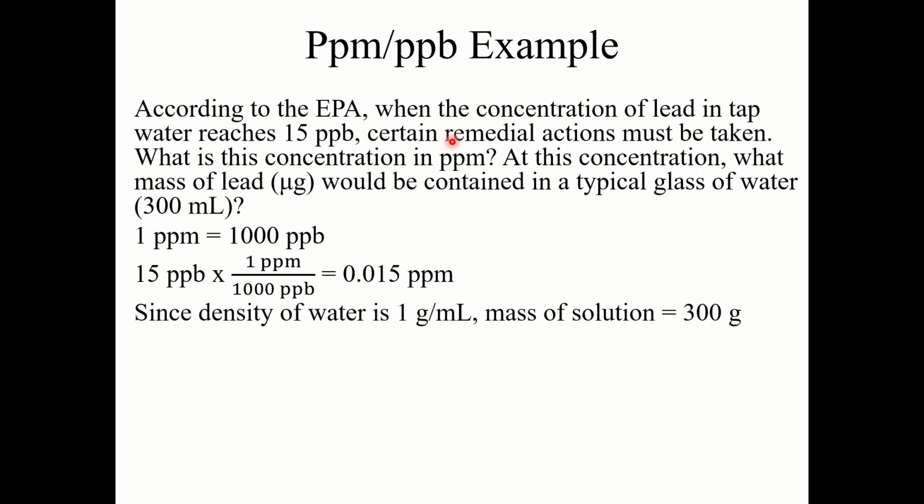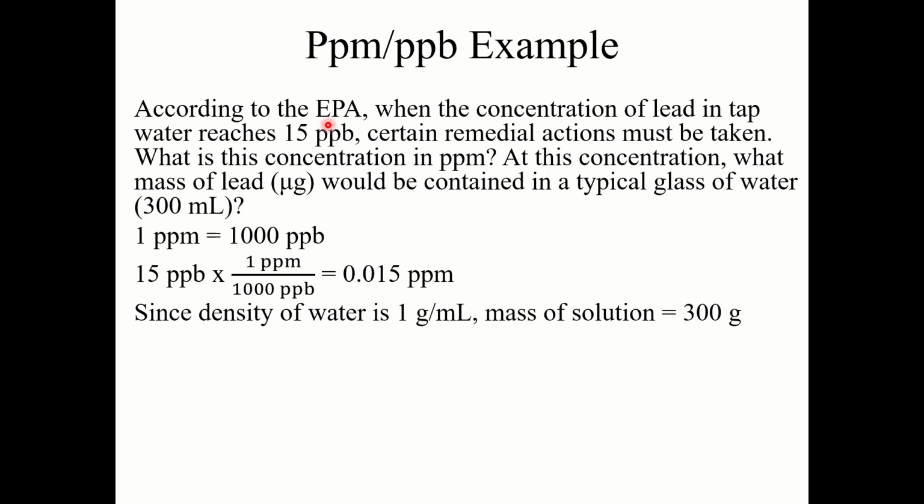Okay, let's look at an example. According to the EPA, when the concentration of lead in tap water reaches 15 parts per billion, certain remedial actions must be taken. What is this concentration in parts per million? And at this concentration, what mass of lead in micrograms would be contained in a typical glass of water, which is 300 milliliters, and we're going to assume the density of water is 1 gram per milliliter.